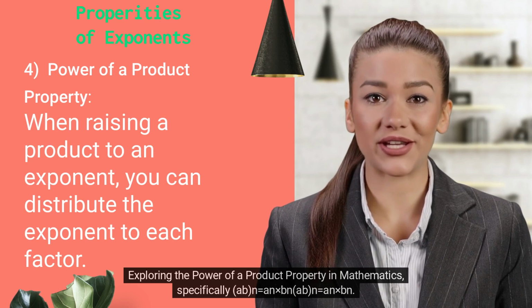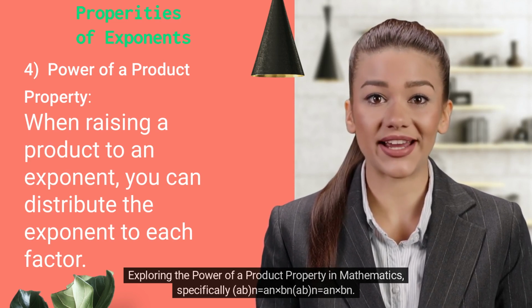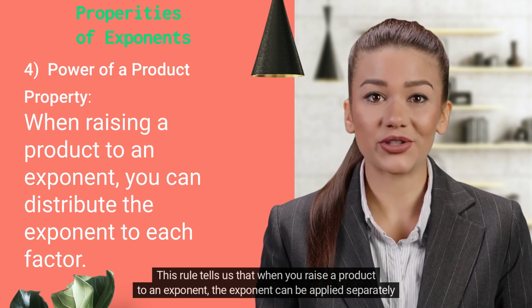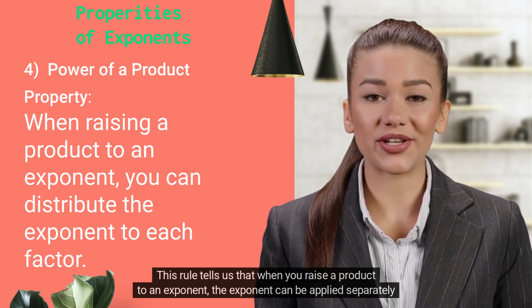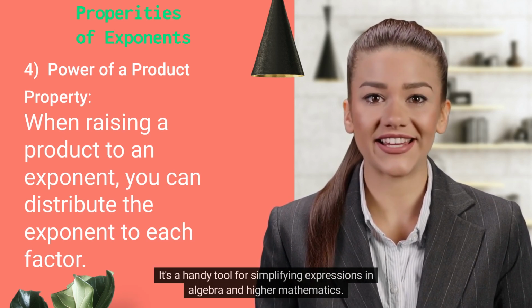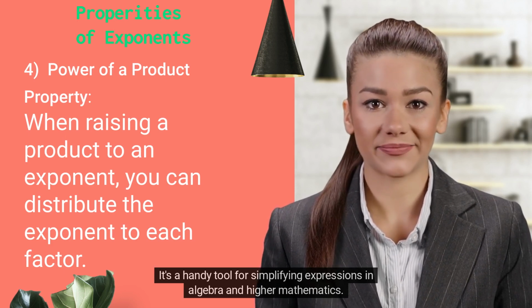Exploring the power of a product property in mathematics, specifically (ab)^n = a^n times b^n. This rule tells us that when you raise a product to an exponent, the exponent can be applied separately to each of the factors involved. It's a handy tool for simplifying expressions in algebra and higher mathematics.